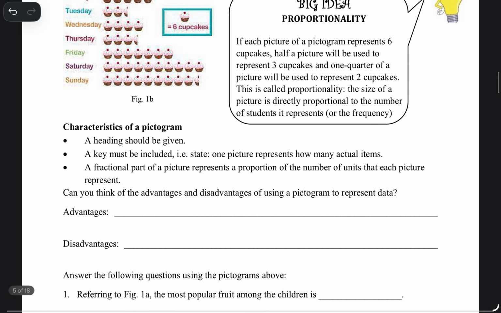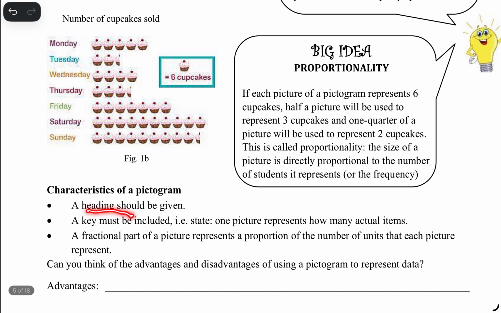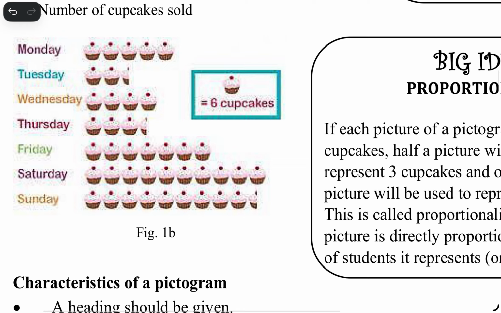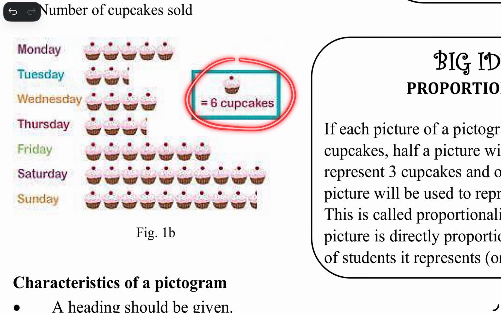Characteristics of a pictogram: we must have a heading to tell us what exactly this pictogram is about. A legend must be shown to show that one picture represents how many items, like you can see this cupcake over here. And a fractional part represents a proportion. So let's say one cupcake over here represents 6 cupcakes. Half a cupcake will therefore represent 3 cupcakes.